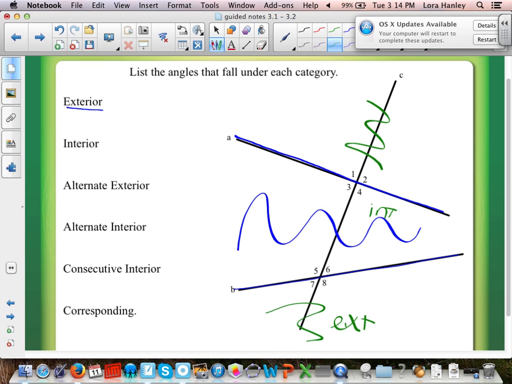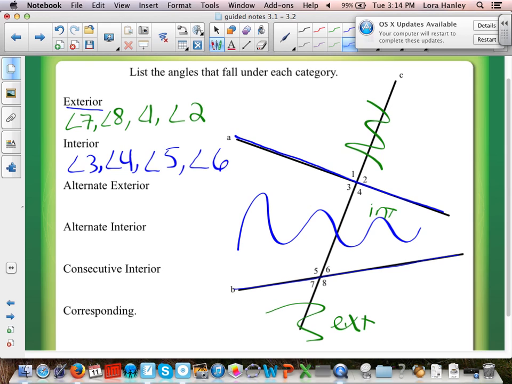If you're going to list those types of angles, our exterior angles would be angle 7, angle 8, and we also have angle 1 and angle 2. So all 4 of those would be exterior angles. In that same respect, the angles that are on the inside of those 2 lines would be angle 3, angle 4, angle 5, and angle 6. So interior is on the inside of 2 lines, and exterior would be either above or below those lines.